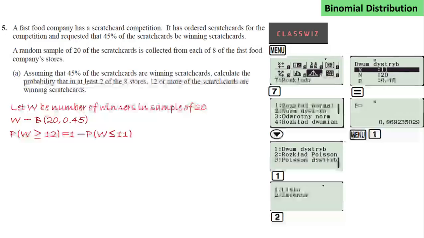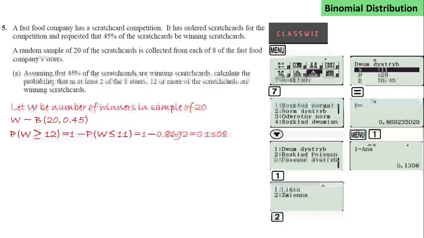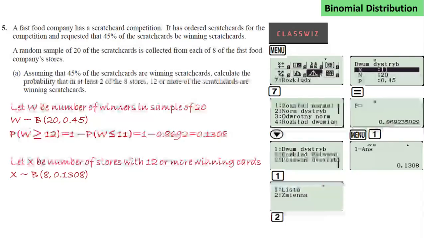We press menu 1 to get back into ordinary calculation mode. Do 1 minus ans to get an answer of 0.1308. So that's the probability that there are 12 or more winners in a batch of 20. Okay. Next we let X be the number of stores with 12 or more winning cards. So here, X twiddles B, it's another binomial distribution. The number of trials is 8, and the probability of success in this instance is 0.1308. The probability that there are 12 or more winning cards in the batch of 20.